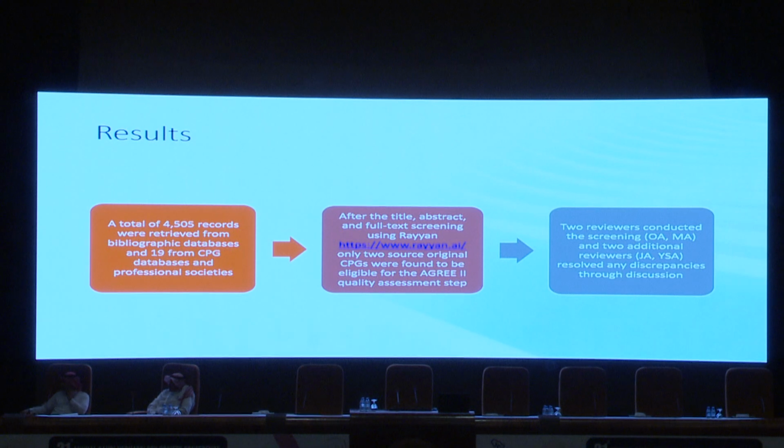What are the two? The CPS, which is the Canadian Pediatric Society, and the Queensland, which is the Australian. Two reviewers conducted the screening and 2 additional reviewers, as I wrote in the previous slide, resolved any discrepancies through discussion. So this great search, imagine 4,520 results, only 2 were eligible for the AGREE II, which is a very rigorous way to critically appraise any guideline on the planet. Put any guideline on the AGREE II and see whether it is a good CPG or not.